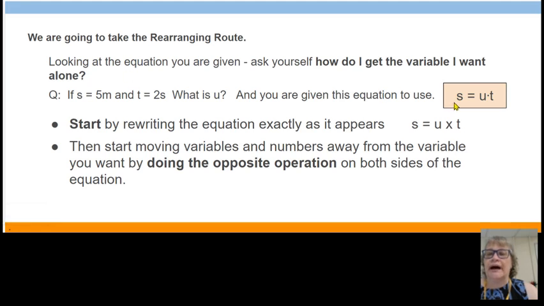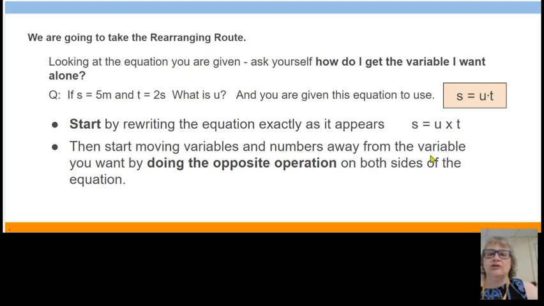Okay, so I'm given s equals u times t. s is distance, u is velocity, t is time. I need to solve for u. I want u all by itself. So start by writing the equation as it appears. Don't be afraid to use paper and write things down. Do not do things in your head. It just doesn't work out, right?